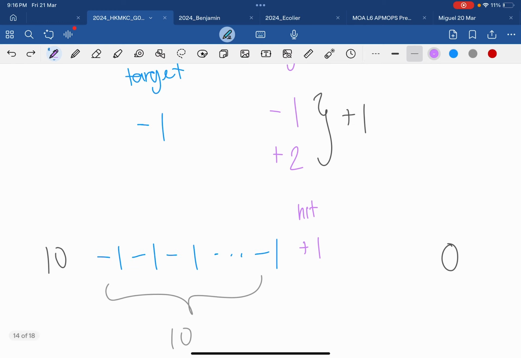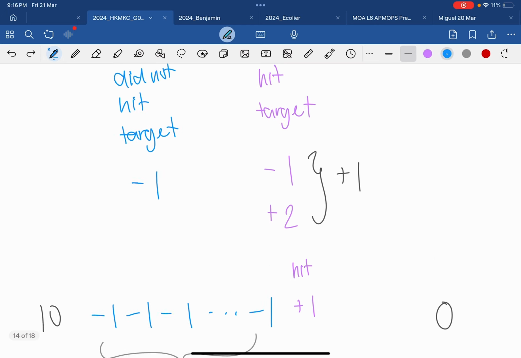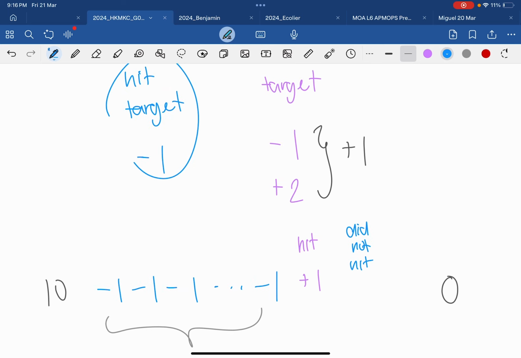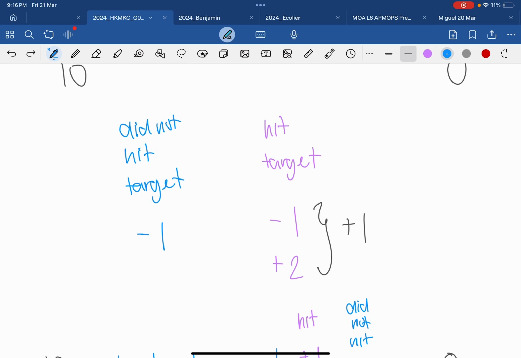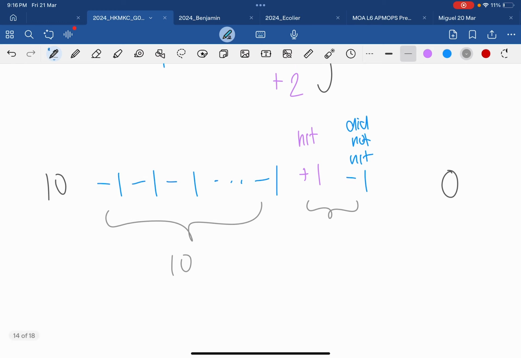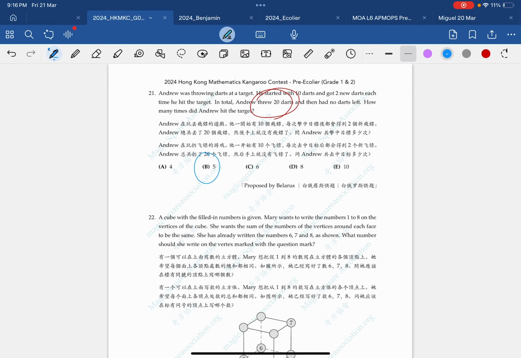So doesn't that mean we just have to miss a target again? Because every time we miss a target, we lose 1 dart. Right, so this gives us a 0, right? +1 minus 1 is 0. So we threw 2 more darts over here. So if you want to throw 20 darts, we just have to repeat this 5 times. That means we hit the target 5 times also. That's why the answer is B.